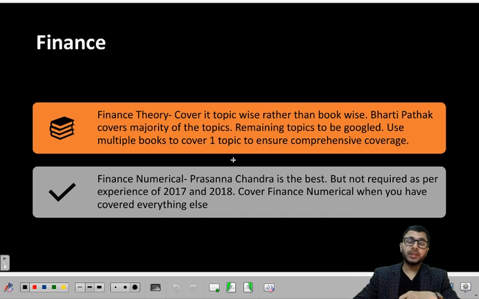Lucent also, you don't need to go through it cover to cover. Okay, there will be a lot of areas which are not required, like history, ancient history, medieval history, modern history, not asked in RBI. Geography not asked in RBI to that extent, so you have to leave those areas.